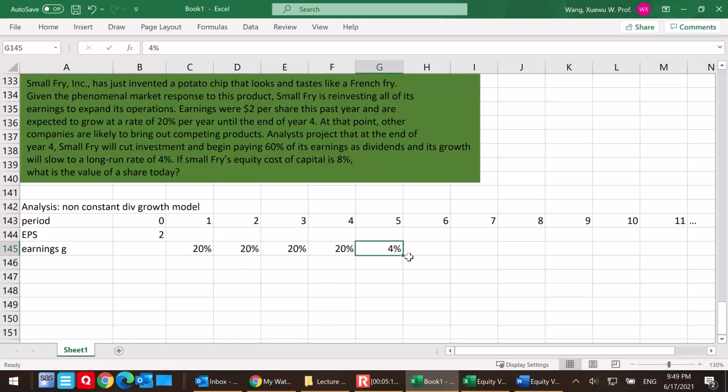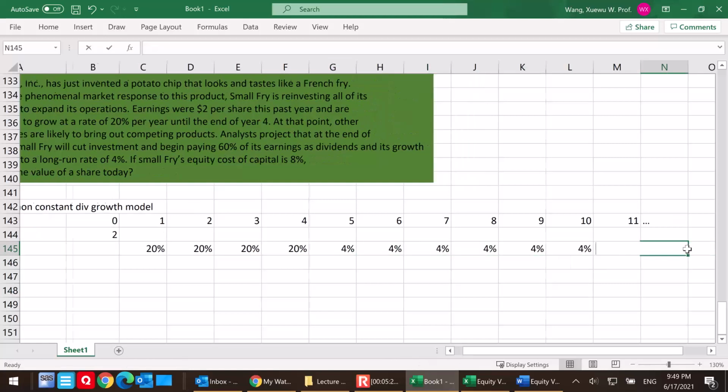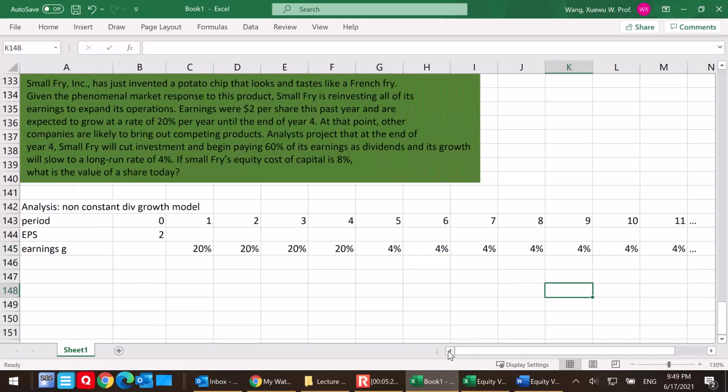If you want to have a little critical mind, one question you might ask is, why does the growth rate slow down all of a sudden? Remember in the previous example, we talked about Walgreen, and the Walgreen growth rate slows down gradually, from 13 to 12 and 11 and so on. Here, from 20 all the way to 4, that seems maybe all of a sudden. If you want to criticize this assumption, maybe that's something you have in mind.